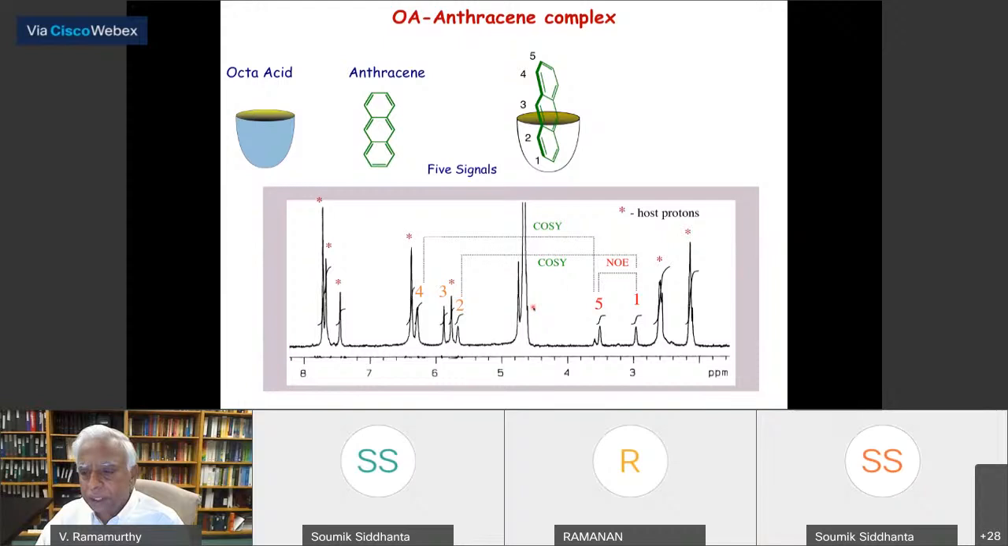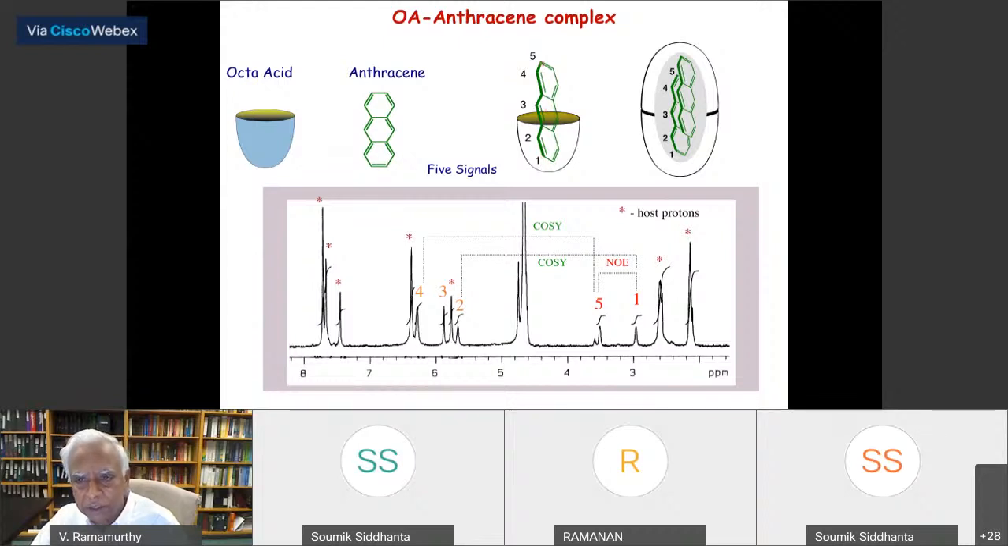Now, if you do the NOE, you can figure out the relationship between the various hydrogens. That is what we did. We did the NOE, according to the nuclear Overhauser effect, 2D NMR. This hydrogen and that hydrogen are close to each other. It is impossible in this structure, because if you look at the structure, they are not close. So the only way they can be close to each other is if it is something like this.